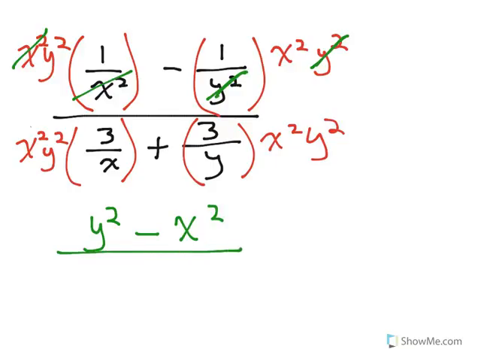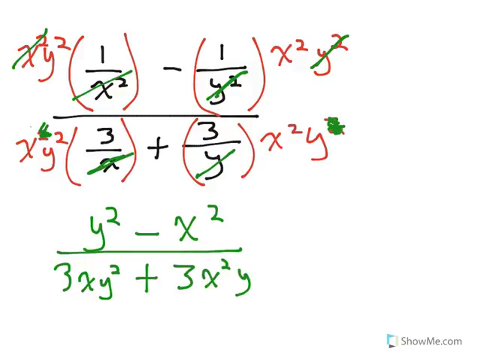Now moving down to the denominator, the first fraction, the x cancels out one of these x's, leaving an x. And that gives us x y squared times 3, which is 3x y squared, plus the second fraction in the denominator, the y cancels one of these y's, leaving a y. So we are left with 3 times x squared y, which is 3x squared y.